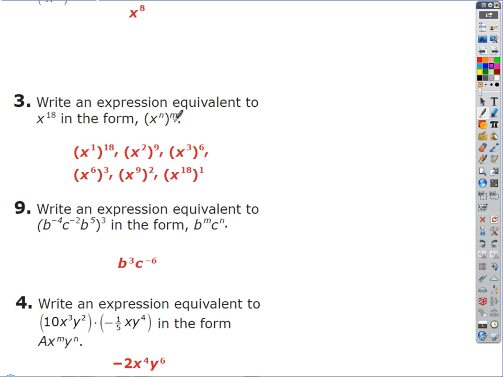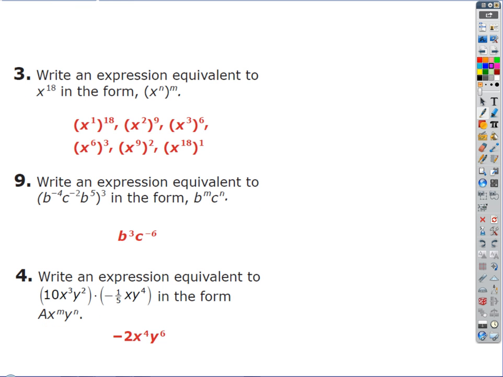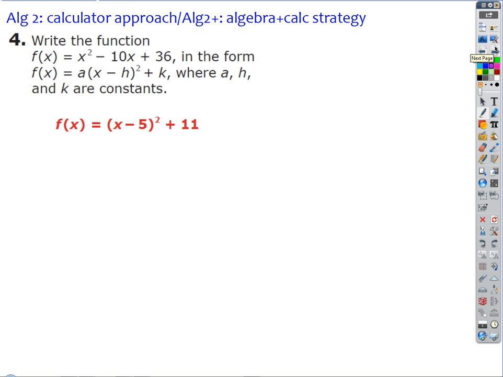18. So it could be 2 and 9, could be 3 and 6, could be anything, right? 18 and 1, yeah. Could be any of those. And then all you're doing here is just properties of exponents. No big deal. You guys have done a ton of this stuff. I'm going to skip that. Okay, this is one I want to go through a little bit.